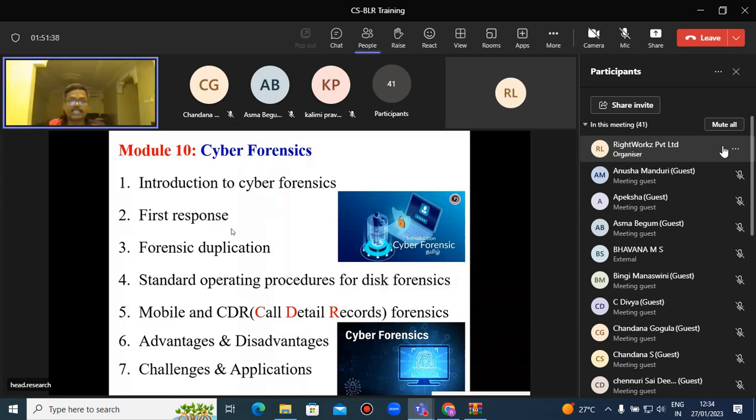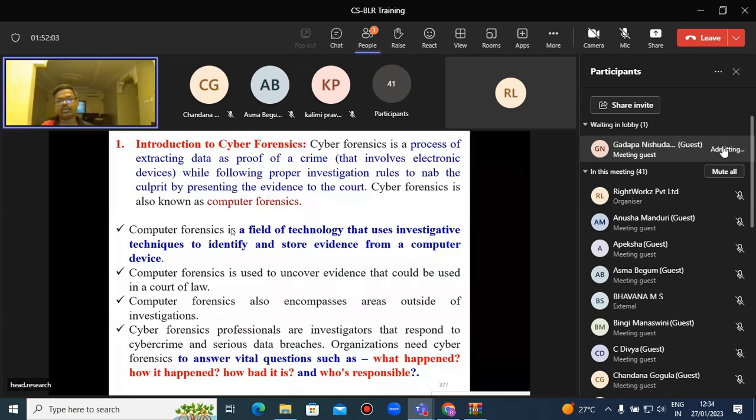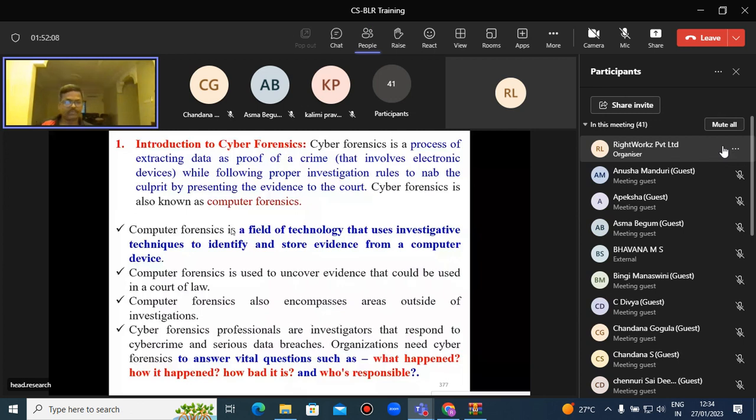The first topic is introduction to cyber forensics. See, cyber forensics is a process of extracting data as proof of cyber crime that involves electronic devices while following proper investigation rules to nab the culprit by presenting the evidence to the court. Cyber forensics is also known as computer forensics. Keep in mind. So cyber, what is the meaning?